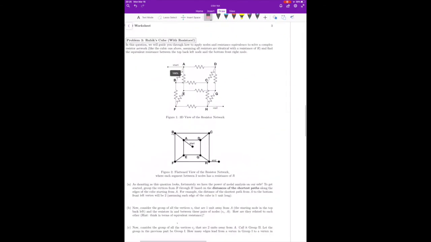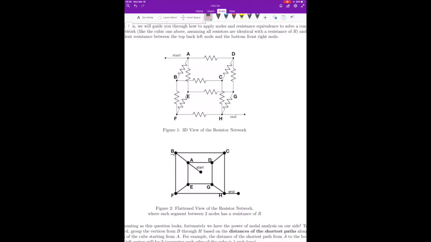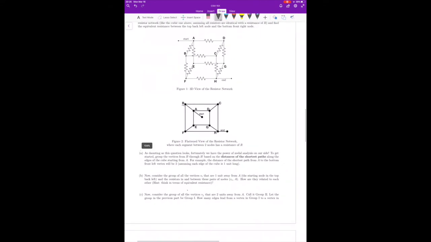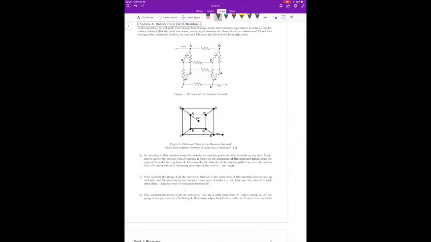Okay, so we have this Rubik's Cube of a circuit. Try to visualize it in 3 dimensions. I'm not going to try to explain it, just try to visualize it. And let's use the problem parts to break this down. So the first part is basically asking us to group these vertices using the distance of the shortest path from A to a vertex. And so we can see that the path from A to B is one edge, A to D is one edge, and A to E is one edge.